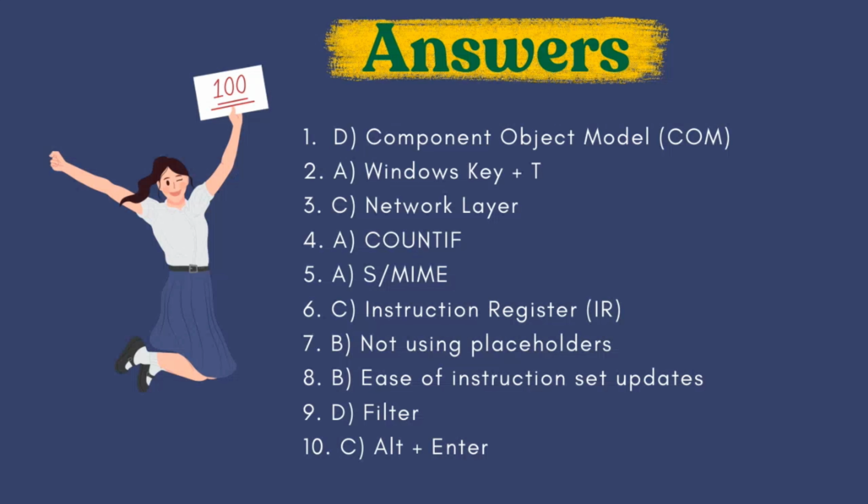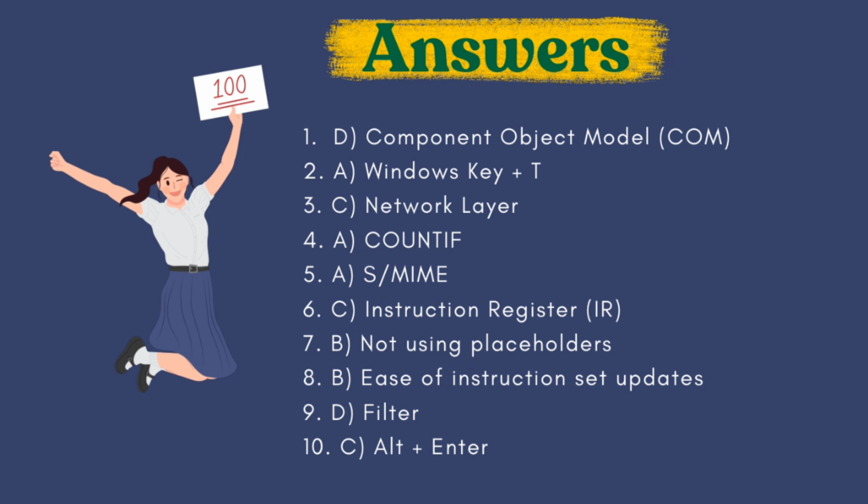Let's go through the answers on this slide to reinforce some key concepts. First, the correct answer for question 1 is D, Component Object Model, or COM. This is a vital technology for enabling software components to communicate and work together seamlessly across different applications. Moving on to question 2, the answer is A, Windows key plus T. This shortcut helps you quickly cycle through open applications on the taskbar, improving your workflow and efficiency.